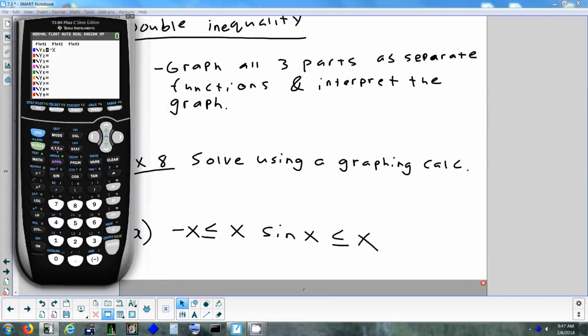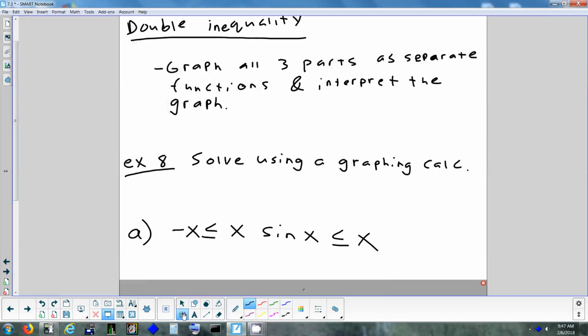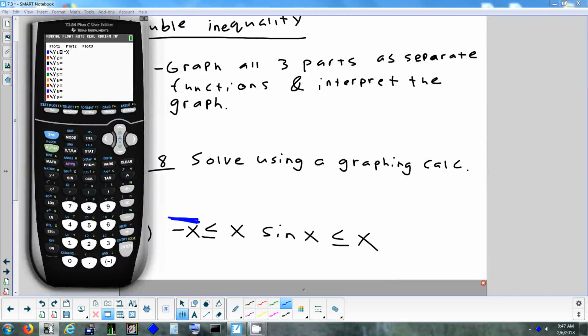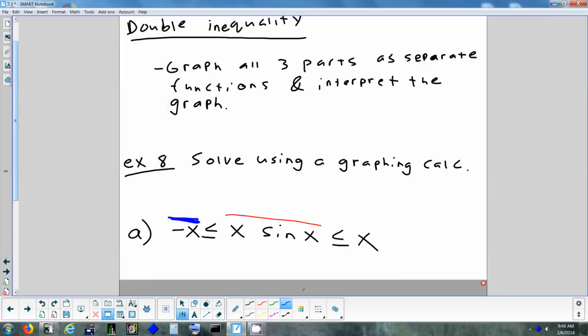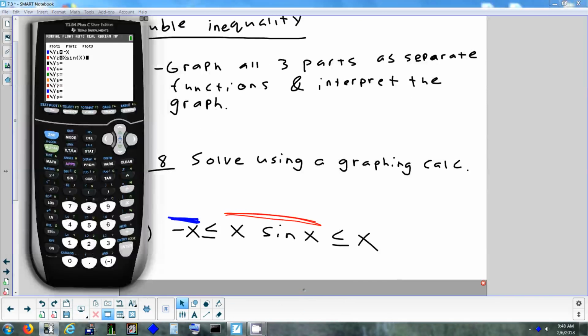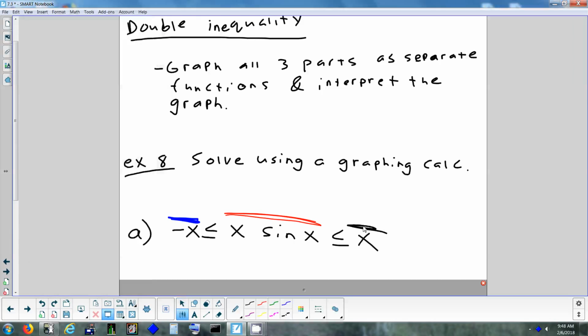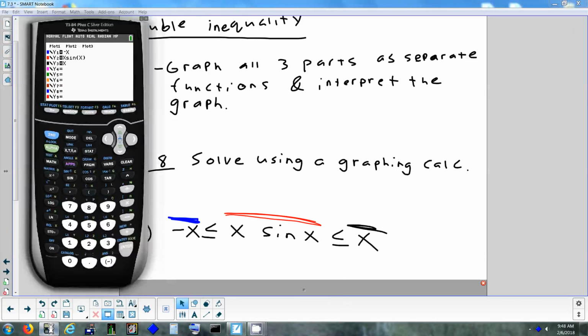Let's do negative x. Let's do that in blue. I'll just put a line above it. Let's do x sine x. Do that in red. And then we'll do x in black. So what we're basically going to look for here is where the red graph is sandwiched between the blue and the black. Now, what happens when you put a number in front of a trig function?